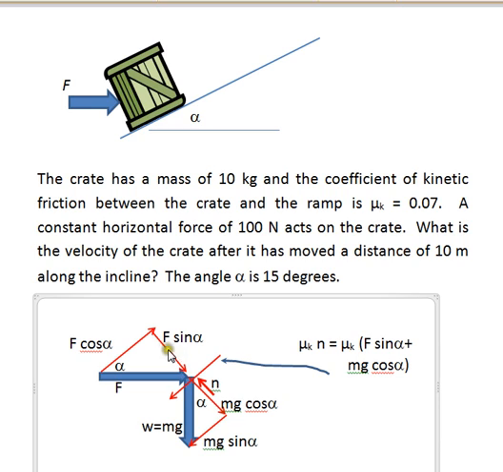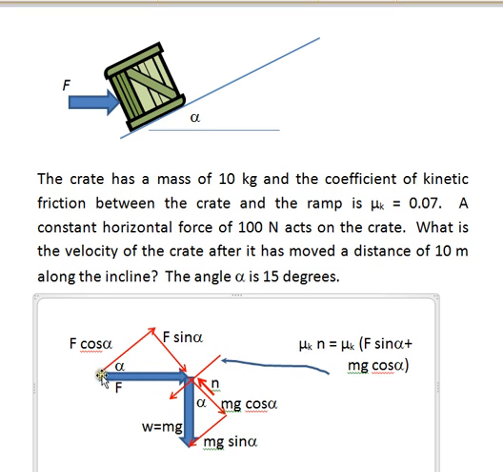If we sum forces in the direction normal to the incline, we can see that the normal force is the sum of the component of the applied force normal to the plane, and the weight of the crate normal to the plane. So N is equal to F sine alpha plus mg cosine alpha. And over here, that's what's shown as the net frictional force, mu times normal, which is mu times F sine alpha plus mg cosine alpha. Okay, so we've got a lot of things done there all at once.